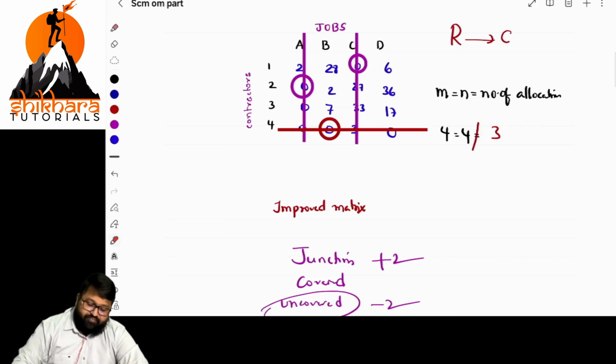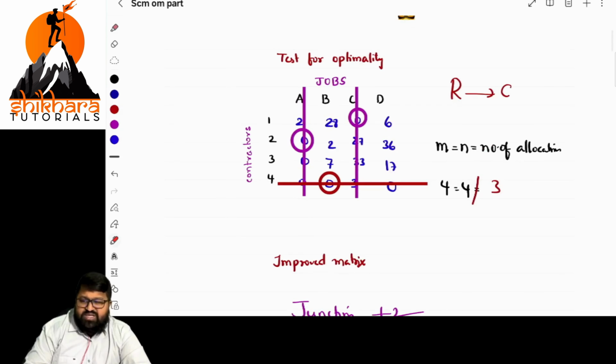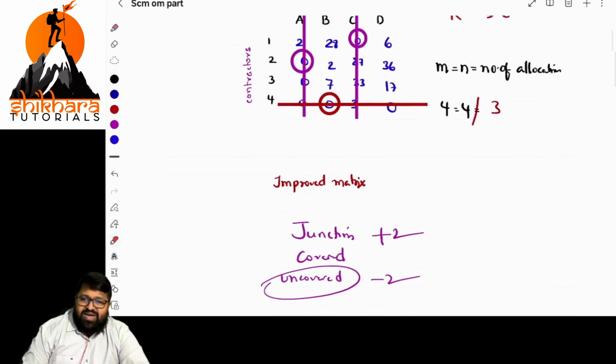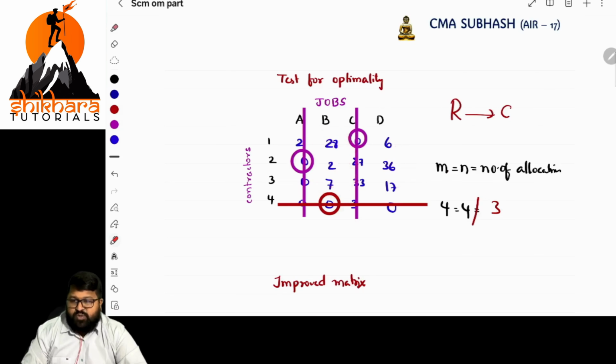Am I clear? If I am clear with this part, in this case, what is the least number? 2 is the least number at junctions. Here I will add here and here. These two are junctions. There I will add. For uncovered elements, from that I have to deduct. That is the point. From covered, nothing, no adjustment is required. Is it clear?